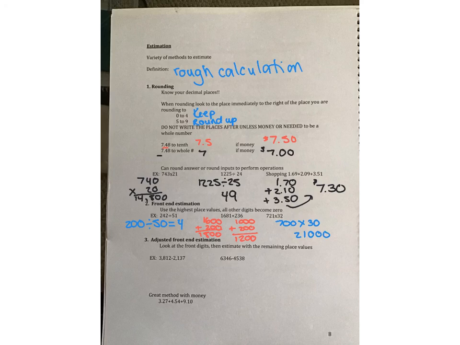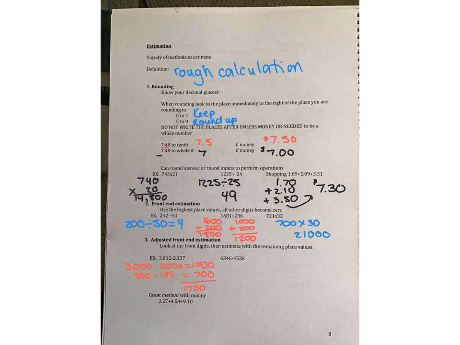And then the last method that we're going to take a look at is adjusted front end estimation. So this is probably one of the more accurate ways that we could look at. So when I do this, I'm going to use front end estimation just like we did above. So I have my 3,000 minus my 2,000. So I end up with 1,000. Then I'm going to adjust by taking the second line. So I'm going to have 800 minus 100 and I get 700. And then if you add those two together, you'll end up with 1,700.